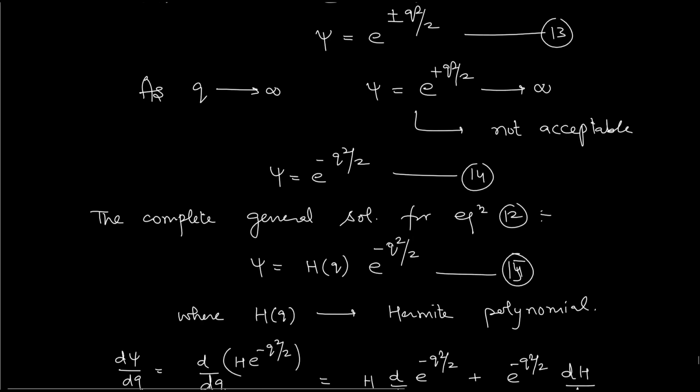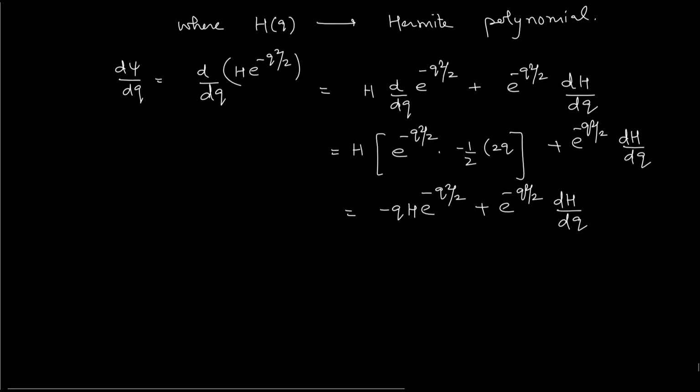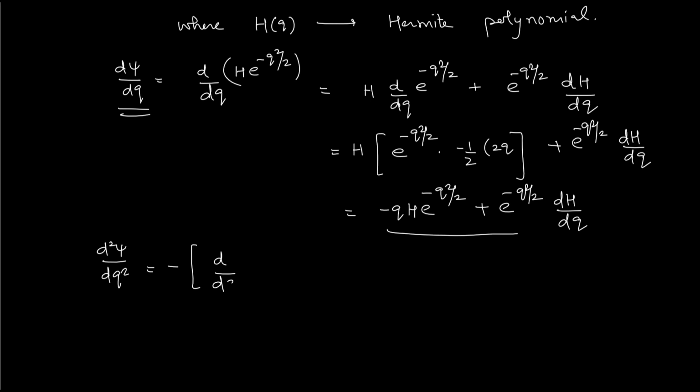But now we need the second derivative as well to substitute it in equation number 12. So for the second derivative, I take the minus sign common, and we take the derivative of this term. So it is d by dq of qH e raised to power minus q square by 2, plus the derivative of e raised to power minus q square by 2 dH by dq.